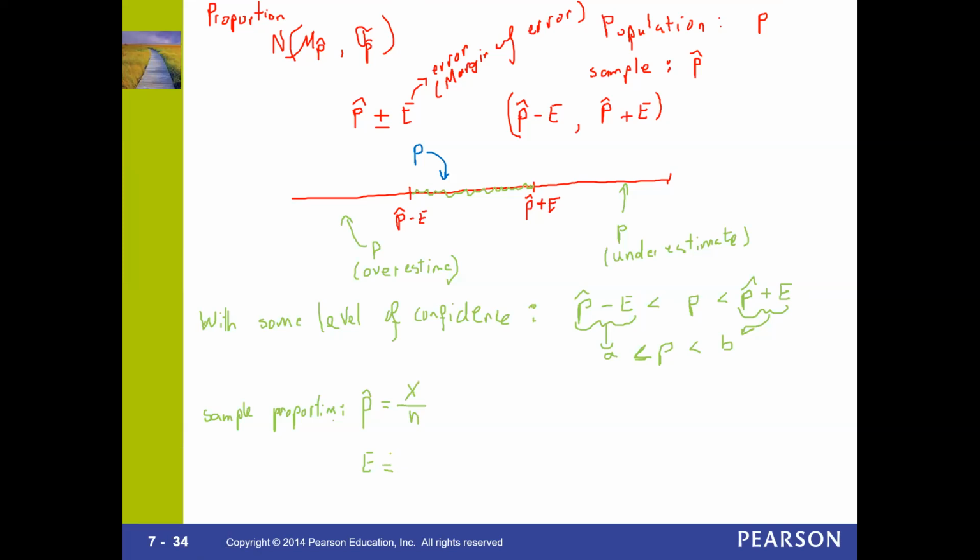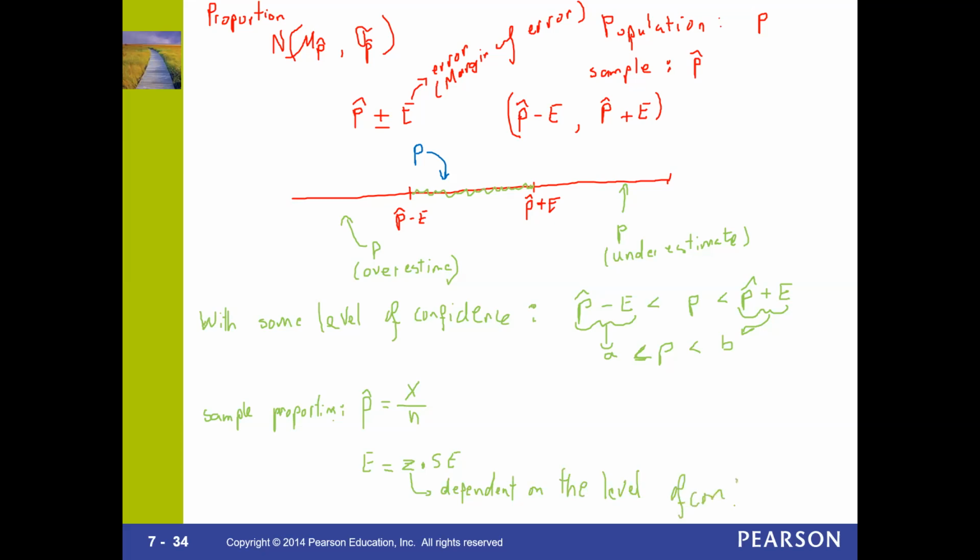While the E itself is going to be some constant value that will be generated based on the confidence interval. Based on your confidence, there'll be some constant value I'm going to be using. For now, I'm going to call it Z. That Z value, you're going to multiply it by the standard error. This Z value is dependent on the level of confidence.